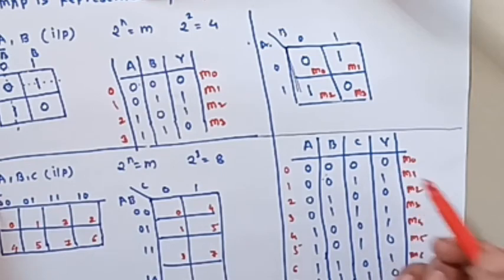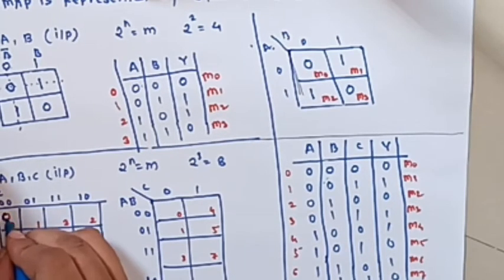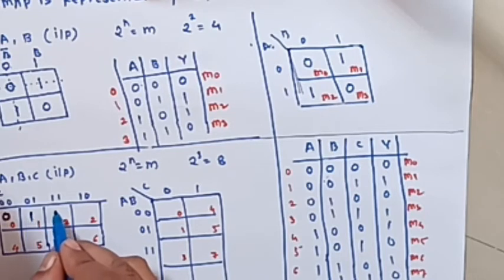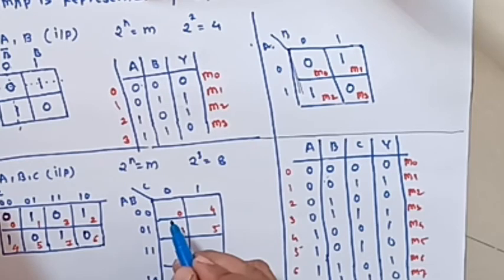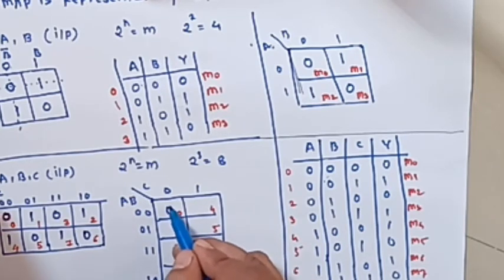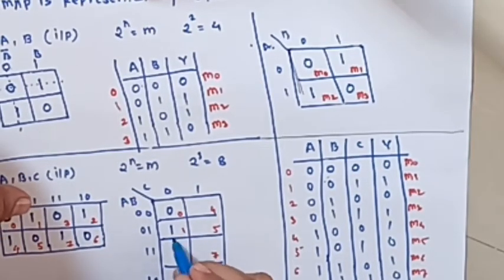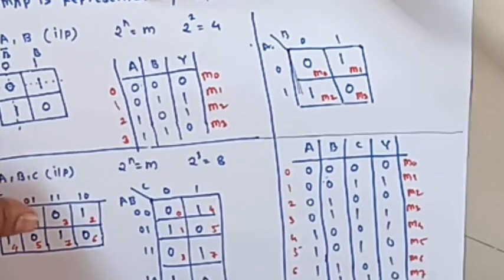So what is the value of M0? 0. Sorry, I will write it using another pen. So here the value is 0, M1 is 1, M2 is 0, M3 is 1, M4 is 1, M5 is 0, M6 is 1 and M7 is 0. Here also we write the values as 0, 1, 0, 1, 1, 0, 1, 0.